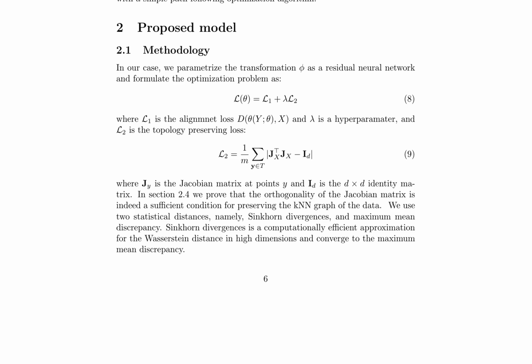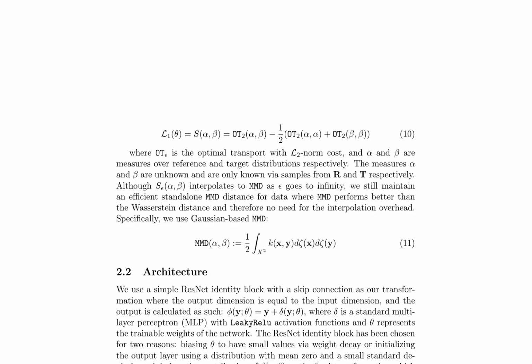Researchers have developed a novel neural network architecture for aligning two different distributions, leveraging optimal transport theory and maximum mean discrepancy, MMD. The architecture introduces a new cost function, S, alpha, beta, which combines optimal transport with L2 norm cost in MMD. This cost function can be efficiently computed using samples from the reference and target distributions.